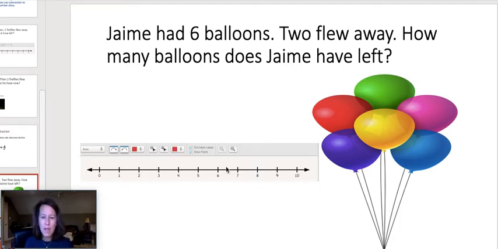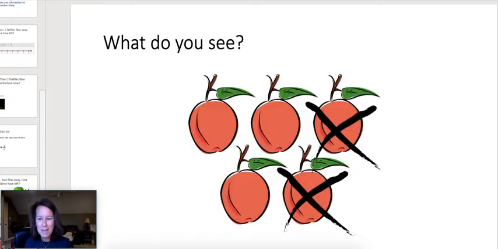Look at the number line. If she starts with 6 and 2 flew away, she would have, oh, you said it, you're right, it's 4. Here's the 6 balloons. If 2 fly away, this one flies away, and this one flies away, she'd have 1, 2, 3, 4 left. Great job! What do you see in this story? What do you see in this picture?